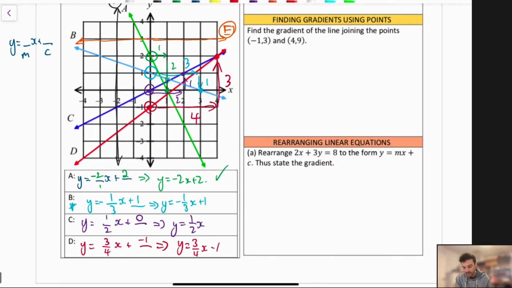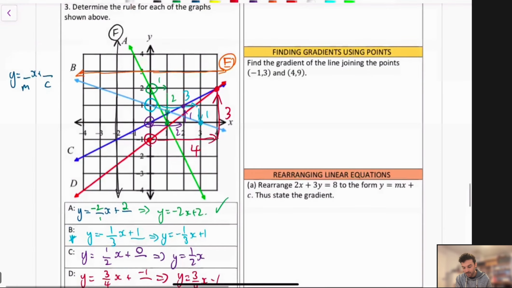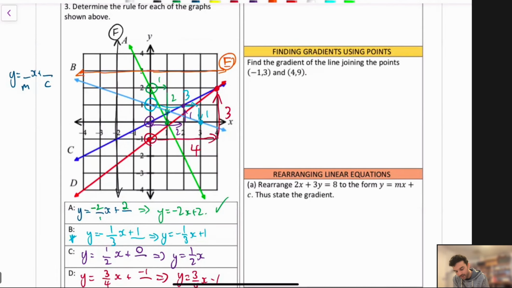Okay. Now what we're going to do is just finish off those last ones, E and F, and I'm just going to write them above. Now E is a horizontal line, and the y-intercept is 3, so we say y is equal to 3. F is a vertical line, and the x-intercept is -2, so we say x is equal to -2.